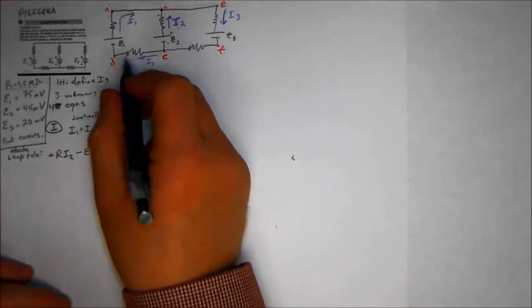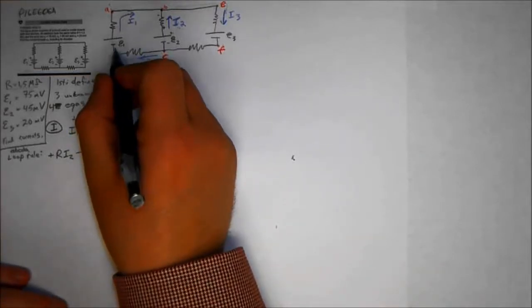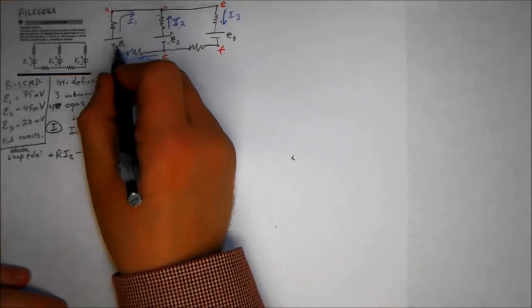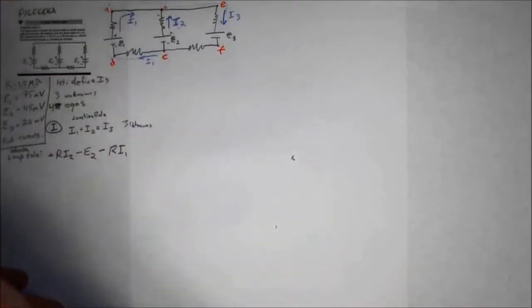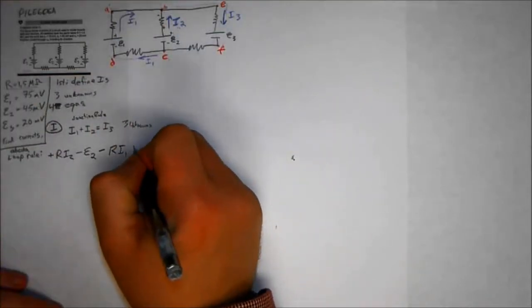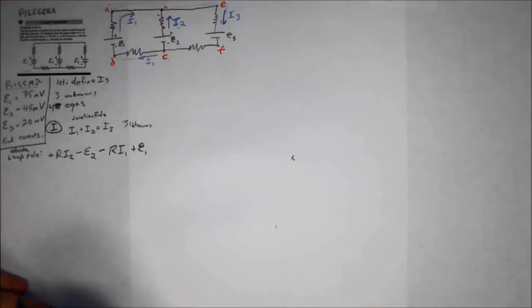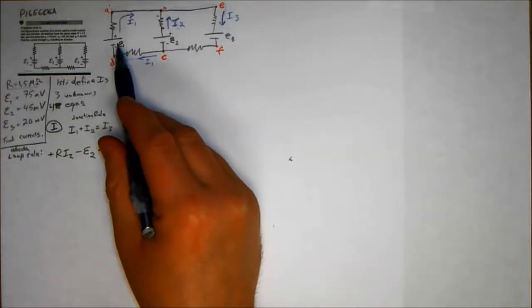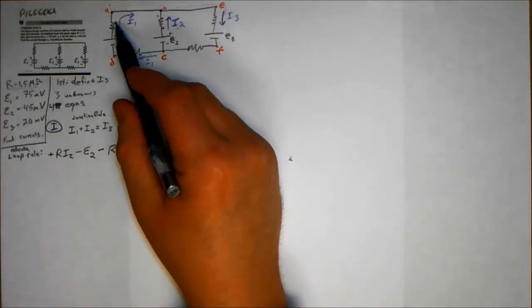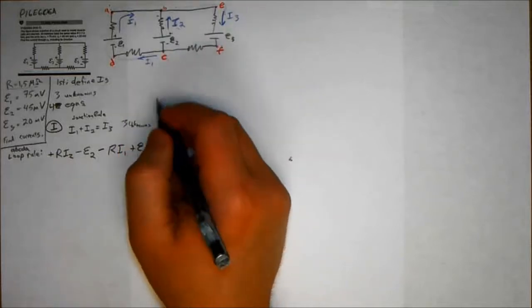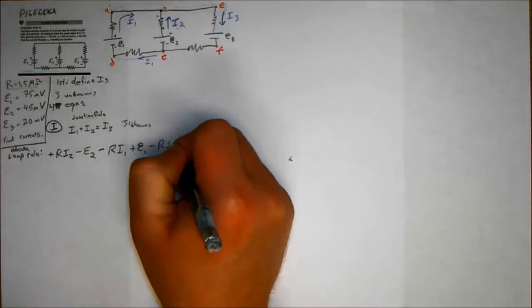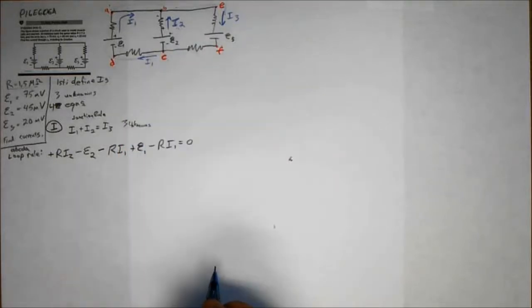Okay, so we're at point D. We turn, we go up through this battery. Now we're going from the negative side to the positive side of the battery. So voltage is increasing, so we're adding E1. So after the battery, we'll continue on through this resistor, again in the direction of the current I1. So that's minus RI1, all those sum to 0.